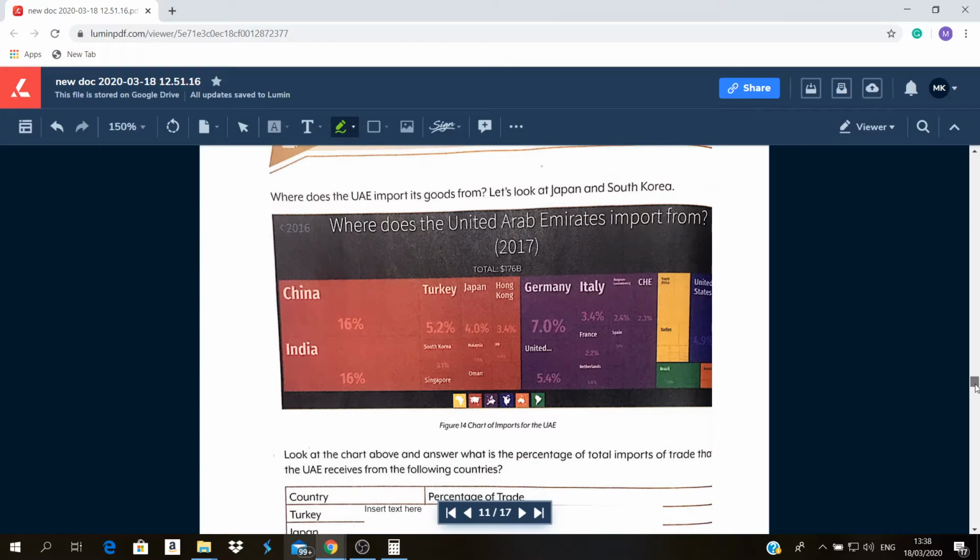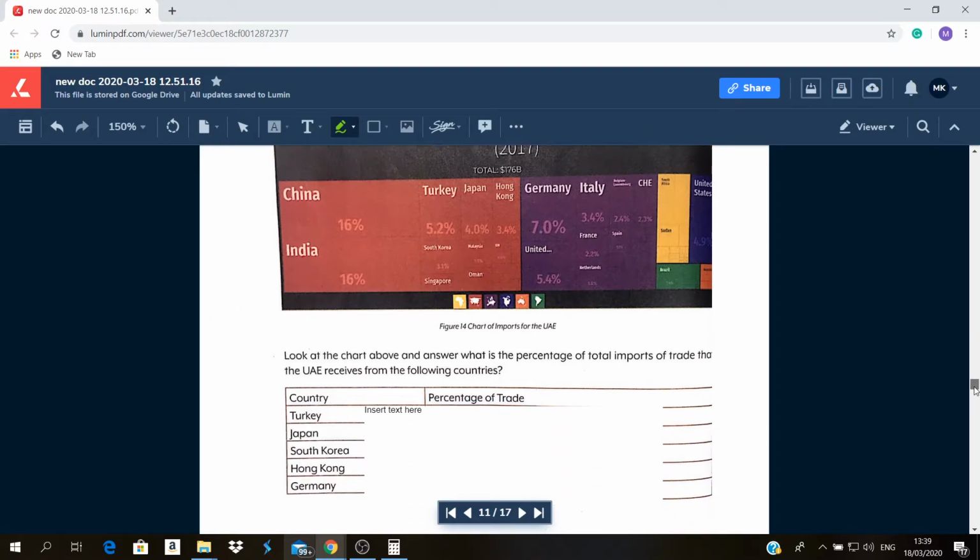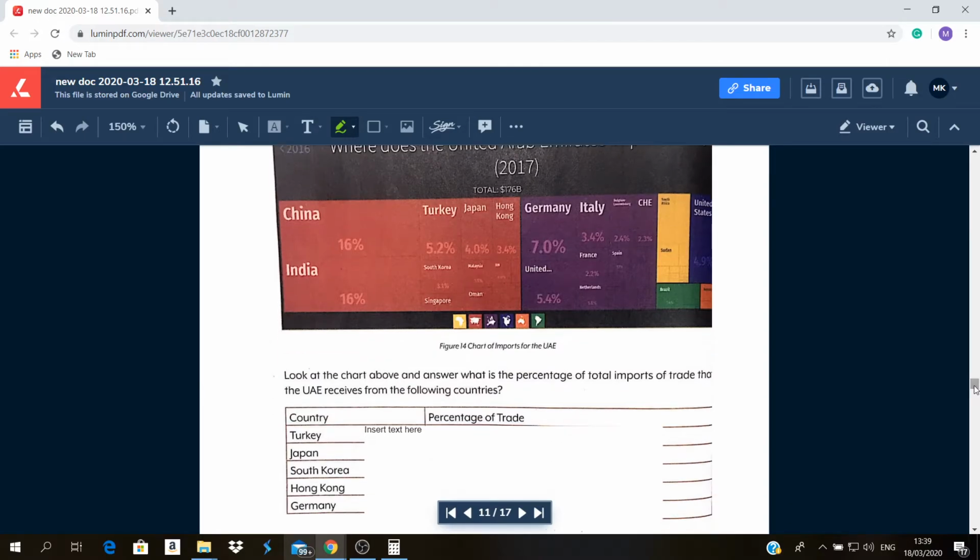Now, let's see. Where does the UAE import its goods from? Our things are from where? We're going to see. Number one is, I know they don't want us to put them in order. They want us only to write the percentage. Let's see Turkey. Where is Turkey? It's 5.2. Japan. Where is Japan? 4%. Then South Korea. Where is South Korea?